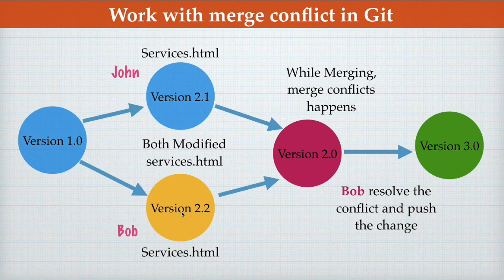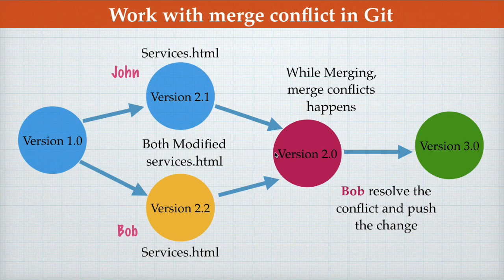Now which file do we need to consider? In our case, we need the concatenation of both files. Then either of the developers, here consider Bob, resolves the merge conflict and pushes to the main branch, that is our version 3.0. So this is a very simple diagram which illustrates when a merge conflict happens.